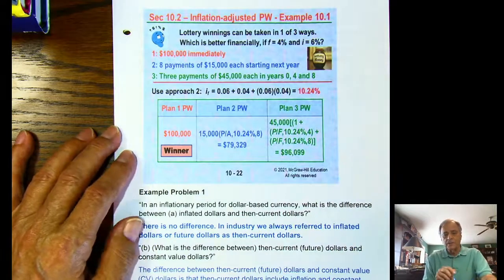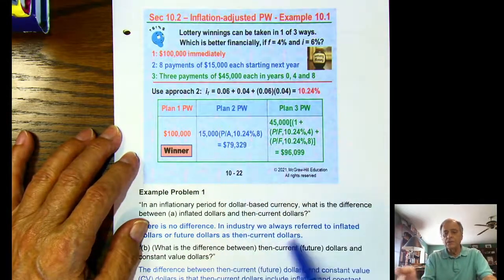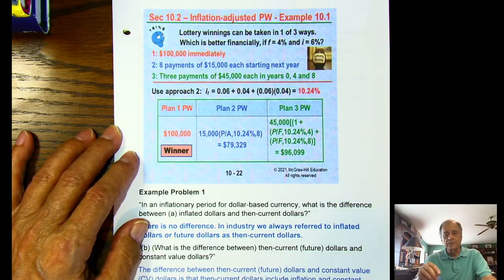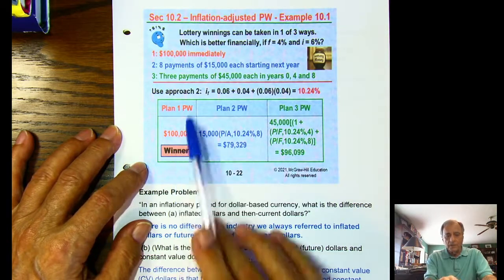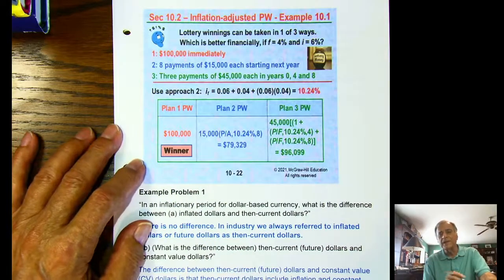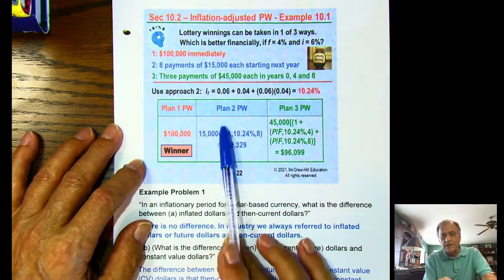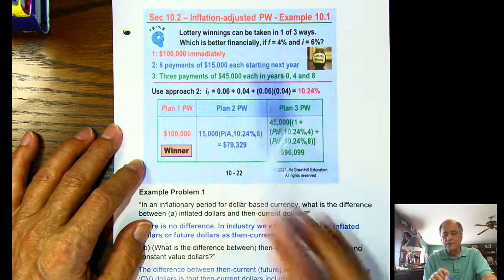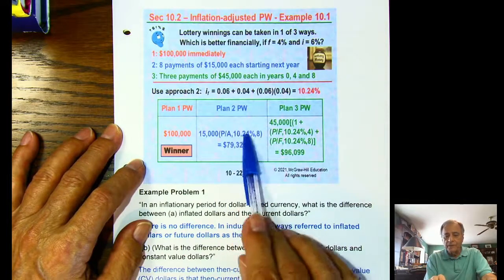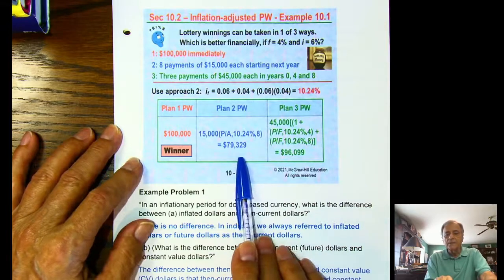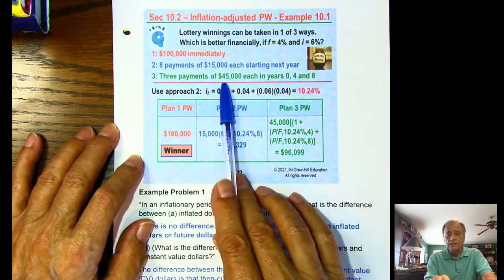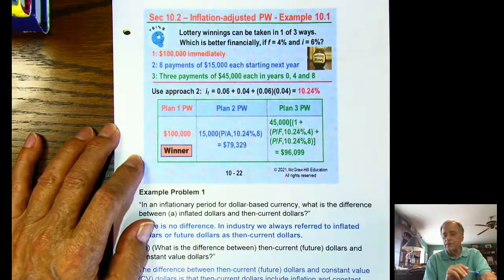So let's look at the present value of each of those using the market rate, which is 10.24%, which we found on the previous page. The present value of this one is just $100,000. Of course, we're going to forget about income taxes for now. The present value of Plan 2, which is an A series of 15,000, is 15,000 P given A, the market rate, for 8 periods, that's $79,329.